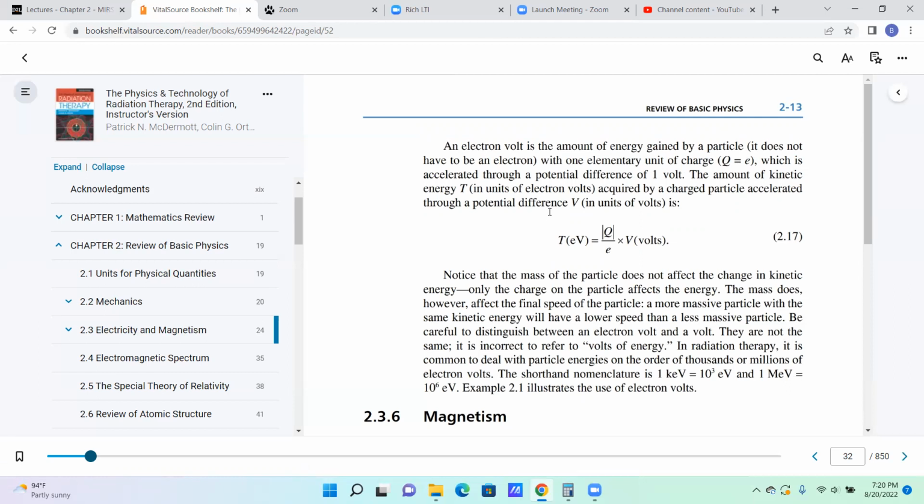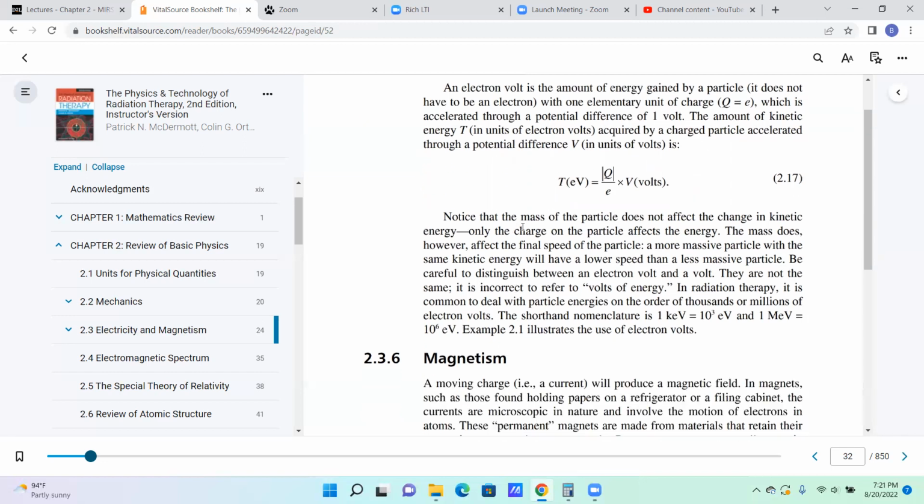The amount of kinetic energy acquired by a charged particle accelerated through a potential difference V is going to be this. So we have the amount of kinetic energy here in electron volts. We have charge divided by e multiplied by the number of volts. That gives us the kinetic energy. The mass of the particle does not affect the change in kinetic energy, only the charge. The mass does affect the final speed of the particle, and the more massive particle with the same kinetic energy will have a lower speed than a less massive particle.